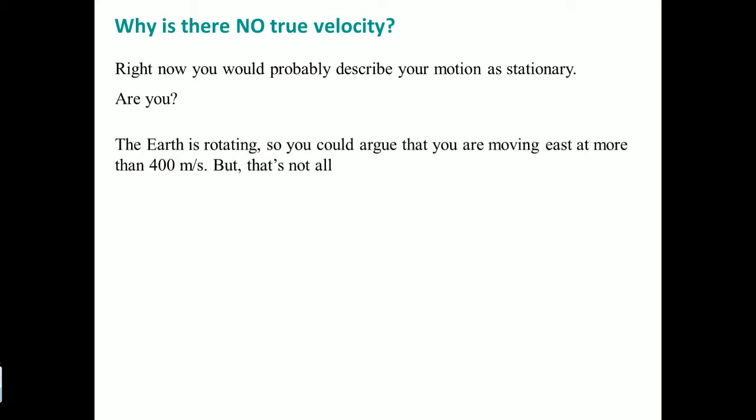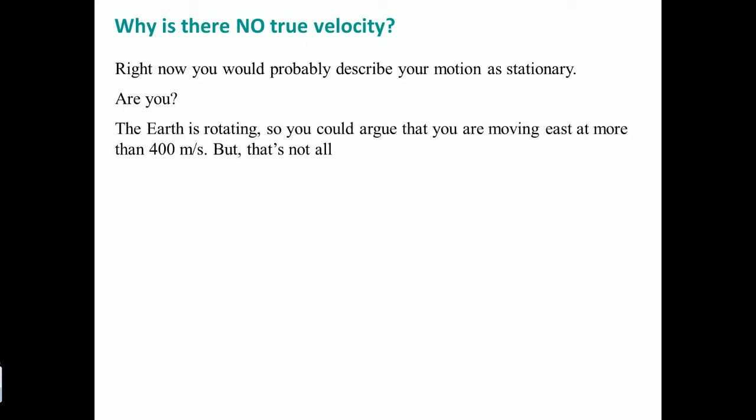So, why is there no such thing as true velocity? Right now, you would probably describe your motion as stationary because you're sitting down. But are you? Consider, the Earth is actually rotating, so you could argue you're moving east because that's how the Earth is rotating at 400 meters per second.